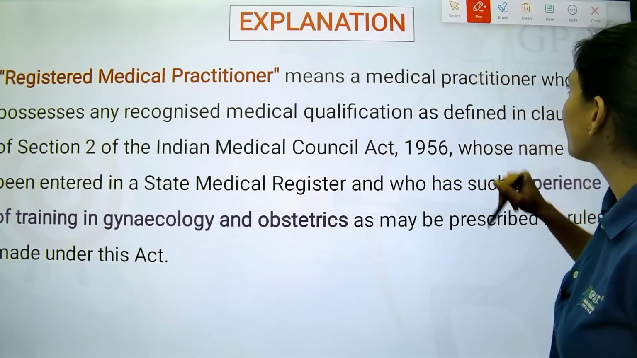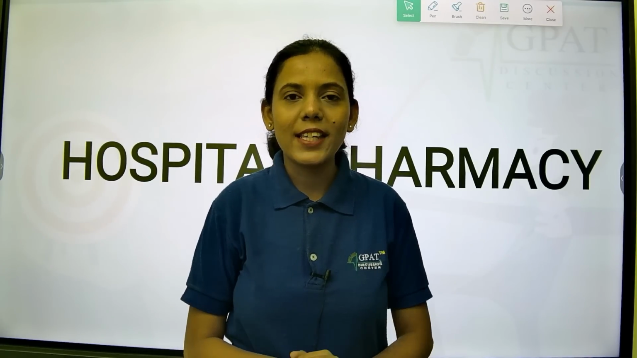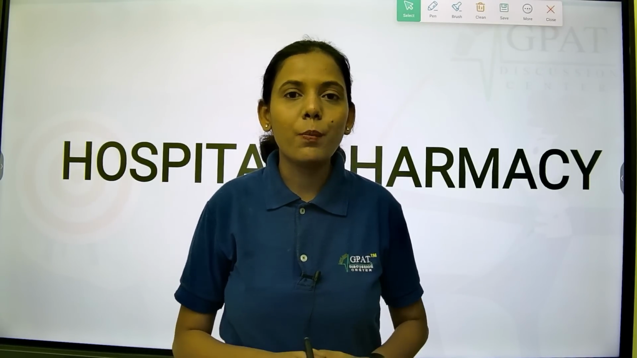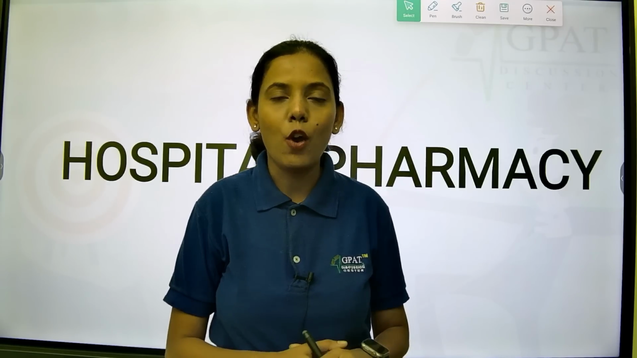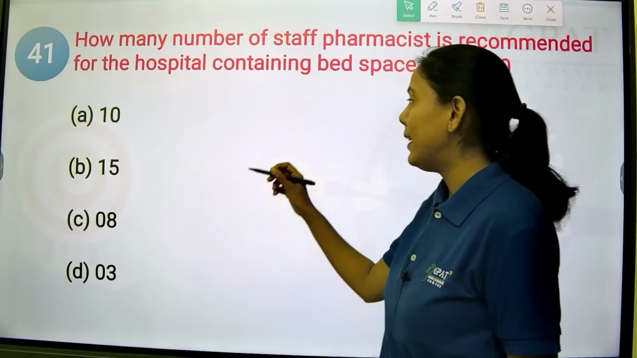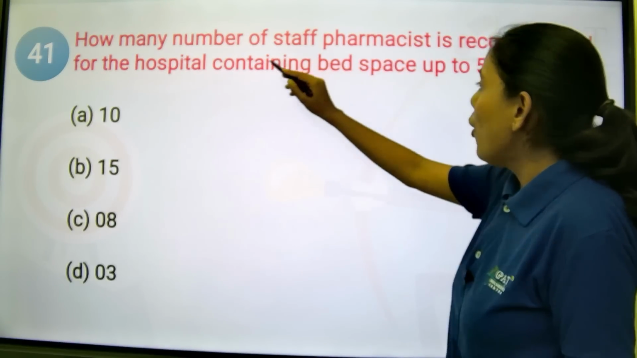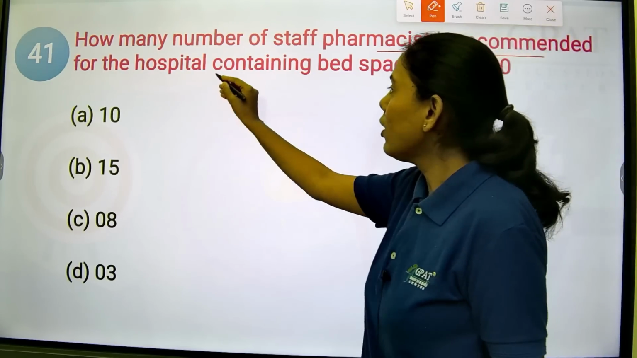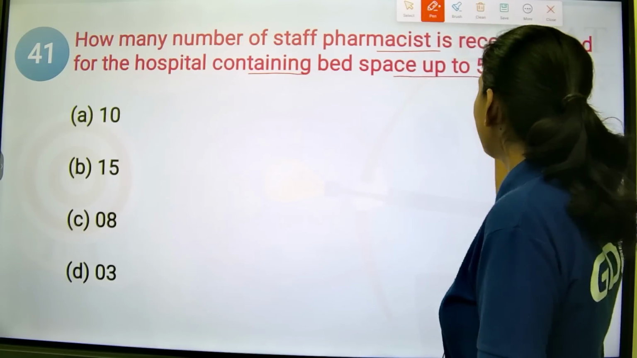Hello dear students, welcome to GDC classes English. The next important topic from our super model paper number 3 is regarding hospital pharmacy. The first question from hospital pharmacy is, how many staff pharmacists are recommended for a hospital containing bed space up to 500?